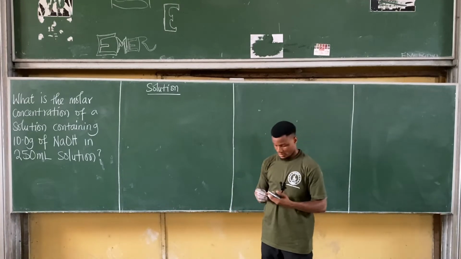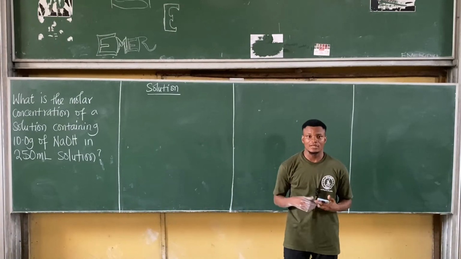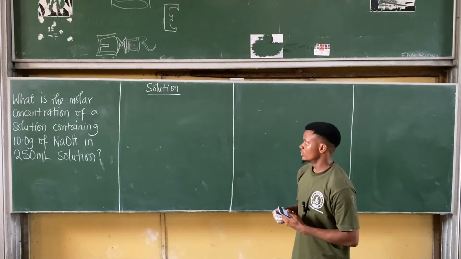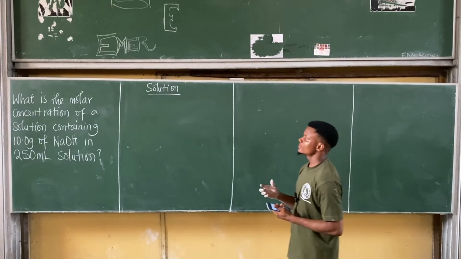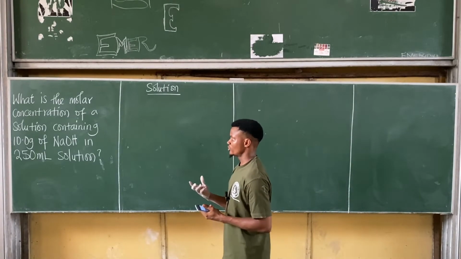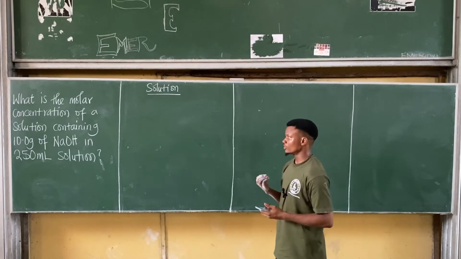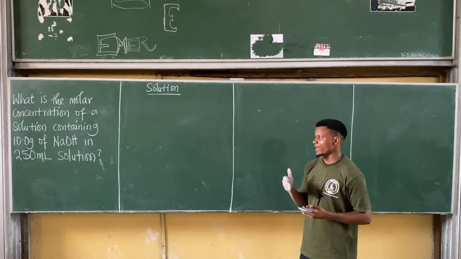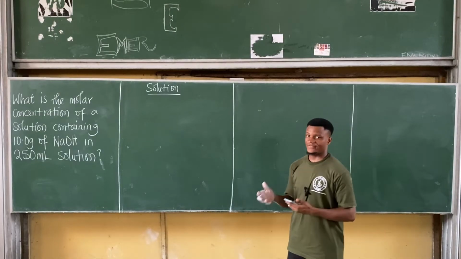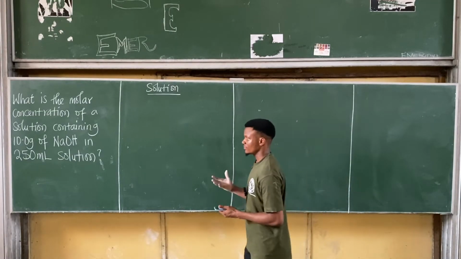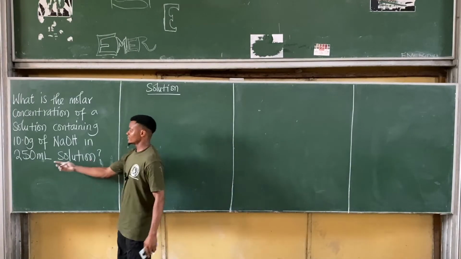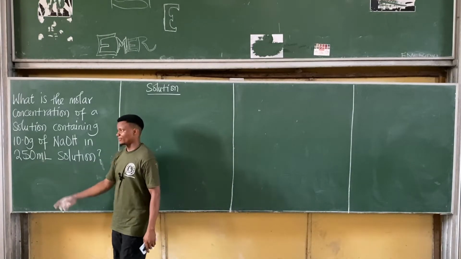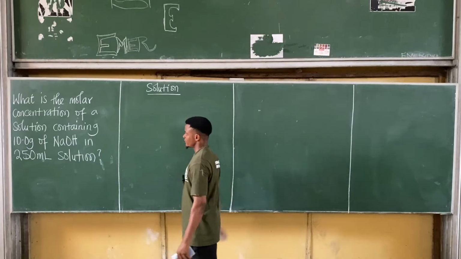All right, let's take yet another example. This question says, what is the molar concentration of a solution containing 10.0 gram of sodium hydroxide in 250 milliliter solution? This is pronounced milliliter, that's mL. All right, so let's get this done. How do we solve this?